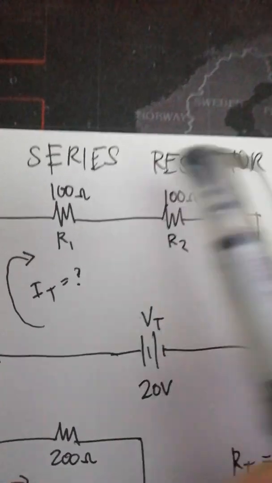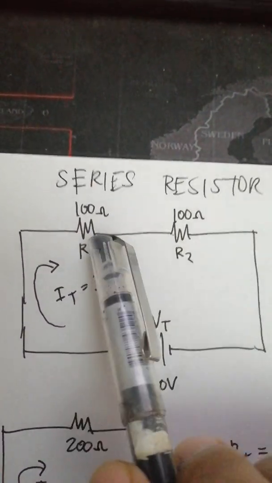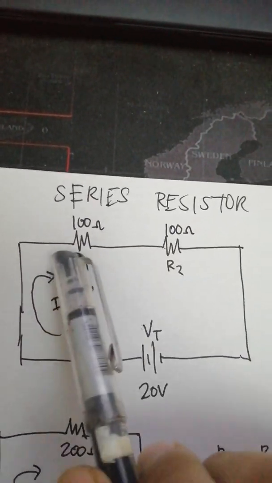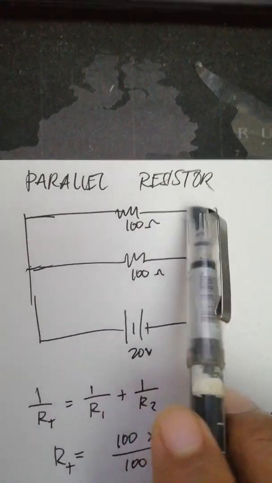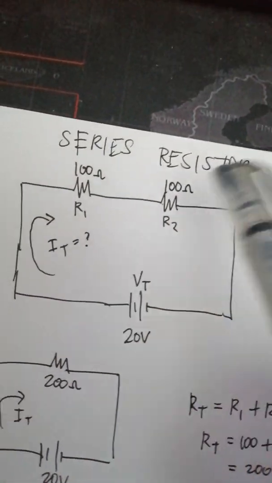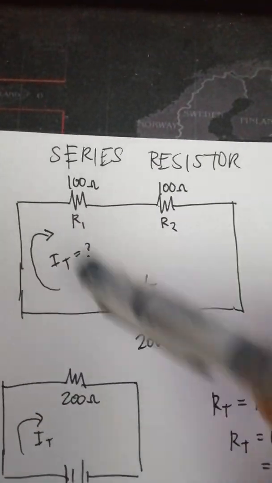I think this one needs a pen and paper for me to explain. So we have here series resistor R1 and R2. They are in series. The other one is in parallel: 100 ohms, 100 ohms parallel. This one is in series. Now let's start with this series resistor.